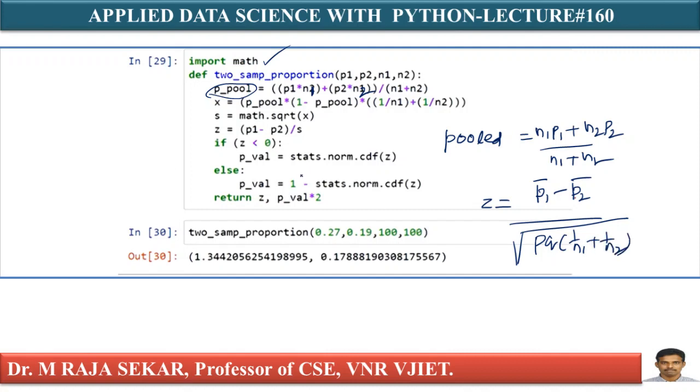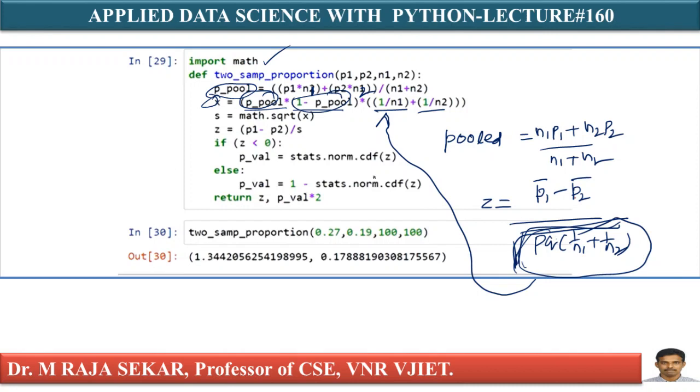This is my formula. How can I calculate this? I have got this p_pool into 1 minus p_pool into 1 by n1 plus 1 by n2. This is p, this is q, into 1 by n1 plus 1 by n2. For this I need a square root, isn't it? That's math.sqrt of x, which gives the denominator part. What is z? p1 minus p2 by s. This is s, isn't it?